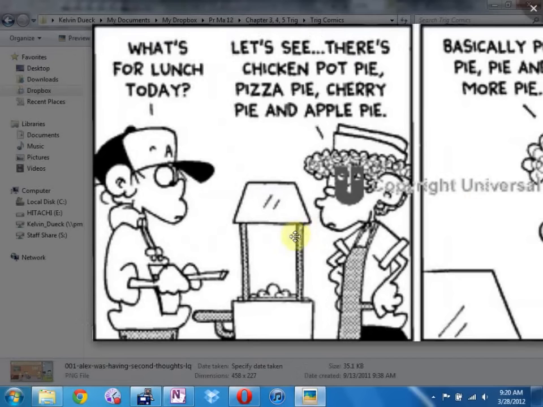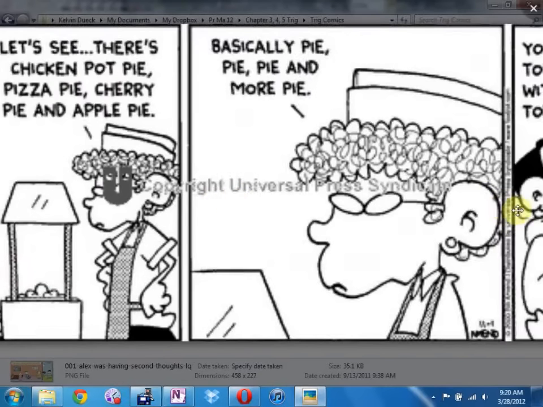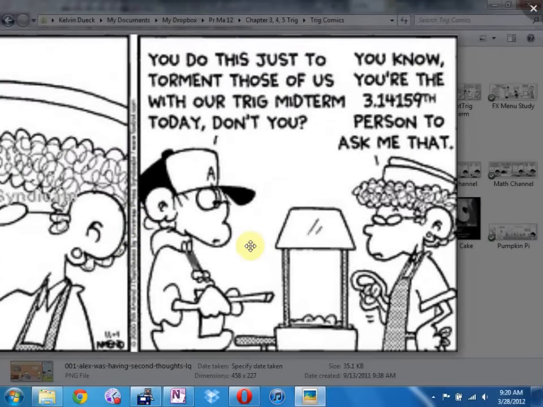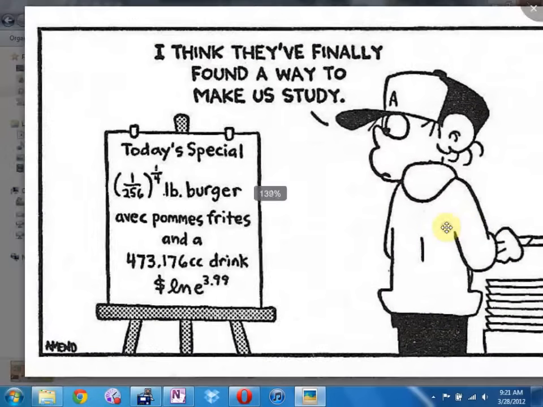What's for lunch today? Let's see, there's chicken pot pie, pizza pie, cherry pie, and apple pie. Basically pie, pie, pie, and more pie. You do this just to torment those of us with our trig midterm today, don't you? You know, you're the 3.14159th person to ask me that. I think they finally found a way to make us study.